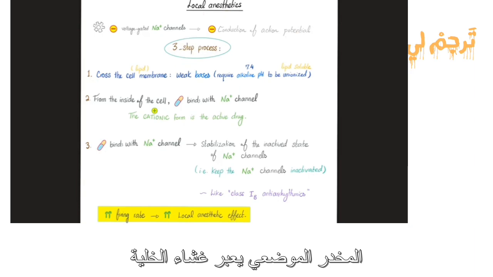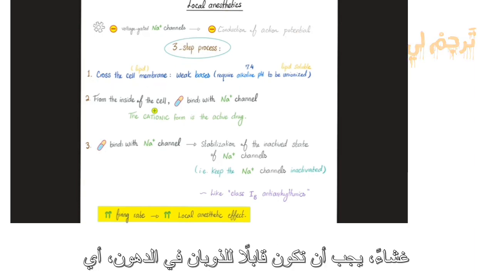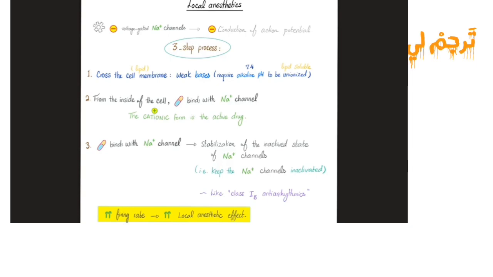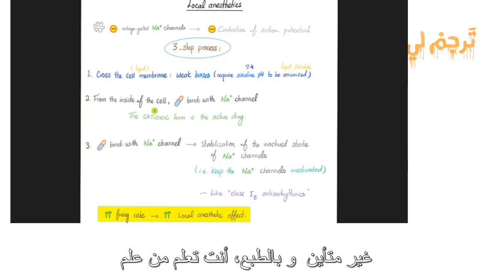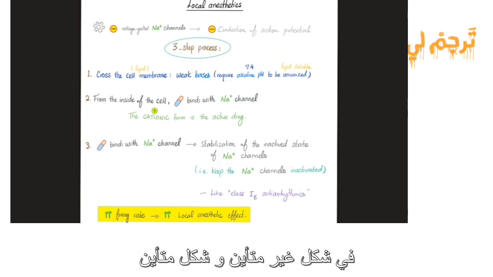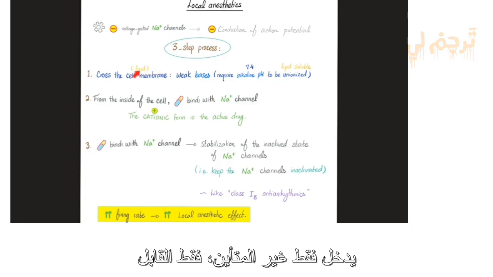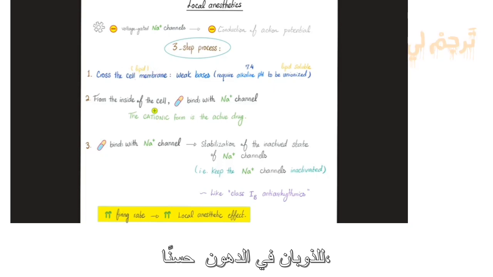First of all, local anesthetics cross the cell membrane. In order to cross a membrane, you have to be lipid soluble, in other words, non-ionized. And of course, you know from pharmacology that the same drug, just one drug, can be present in a non-ionized form and ionized form at the same time. So which one is entering? Only the non-ionized, only the lipid soluble.